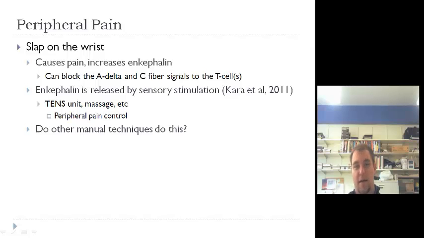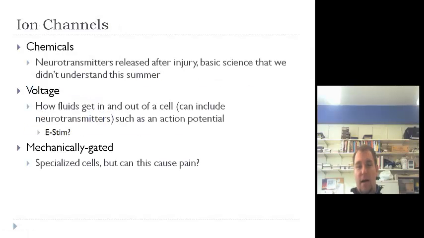So this is slap on the wrist. Hit by a pitch in baseball, softball. What's the first thing you do? You rub it. That's why. It releases enkephalin, decreases the pain. It blocks the A delta and C fiber signals to the T cells, which are located in the spinal cord. So massage can do this to a point as well, especially the sensory stimulation. If I go back a couple slides here, maybe, if my computer will let me.